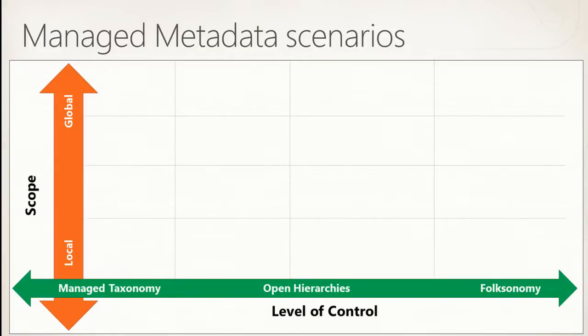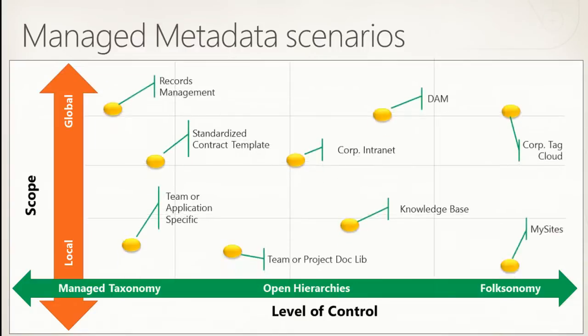And then on the vertical axis, we have the scope. So there are things that are local to the current site, and then on the top you have things that are global to the entire enterprise or across multiple farms. And we have a number of different scenarios that we picked out when we were designing the taxonomy. For example, in the far right lower corner, you see my sites. So that's something that's very local and that is a folksonomy, where anybody can create stuff for their my site. And in the upper left, we have records management, would be a case that is very carefully managed by a small group of people, but it's global across many farms.